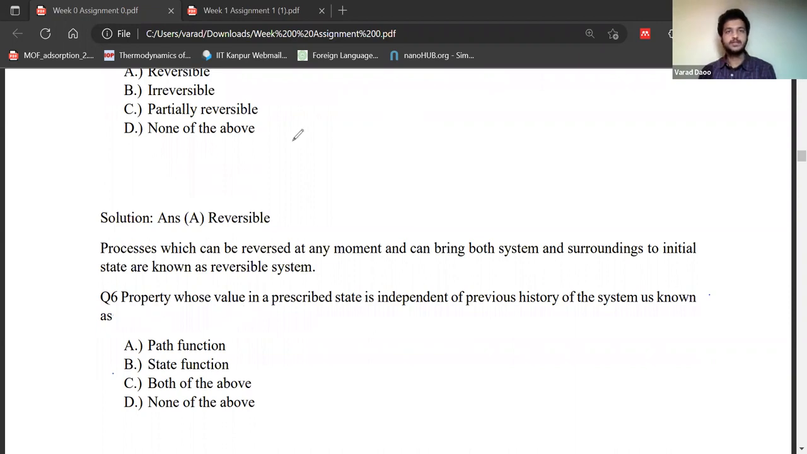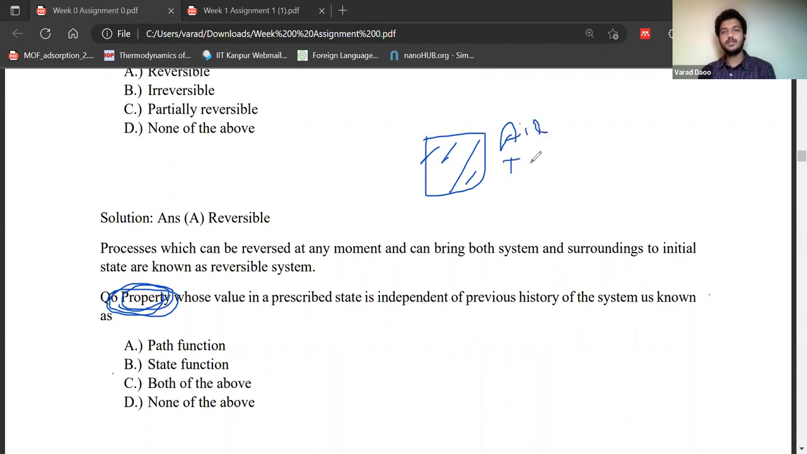Then we'll start with the next question. So what is the question? The property whose value in a prescribed state is independent of the previous history of the system is known as which? Okay, so first let us understand what a thermodynamic property is, right? A property independent of the history. So let's say you have a container which has air in it, at a temperature of, let's say, 20 degrees centigrade, pressure equal to 1 atmosphere, and volume of, let's say, 1 meter cube.